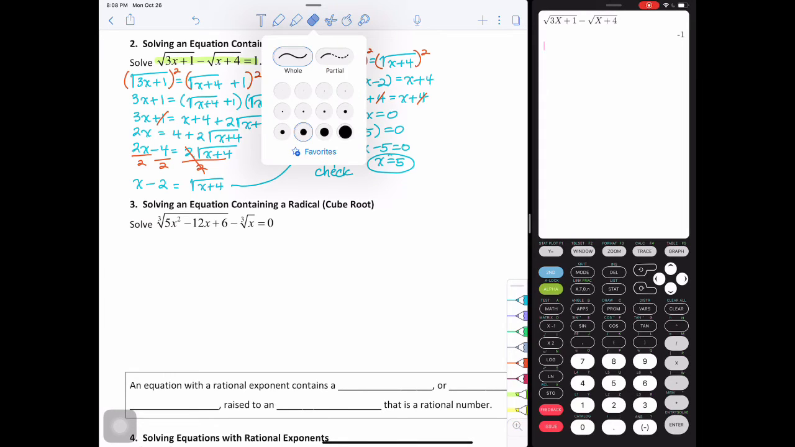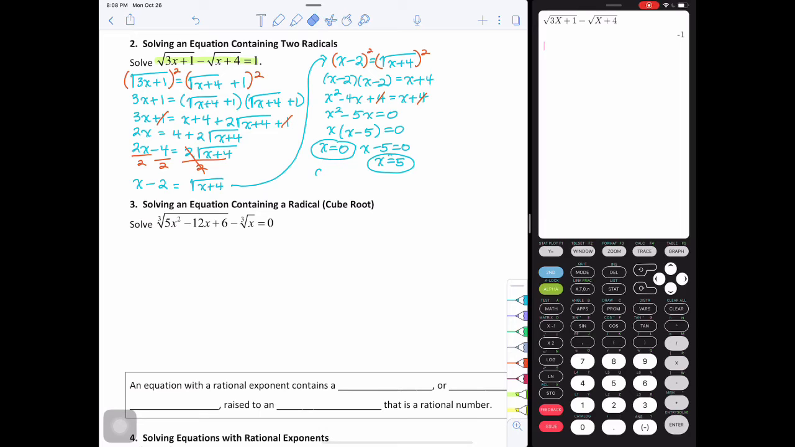And I'll get rid of this check here. So we checked this on our calculator. I hope you liked that method. Now, this is where it really gets good.